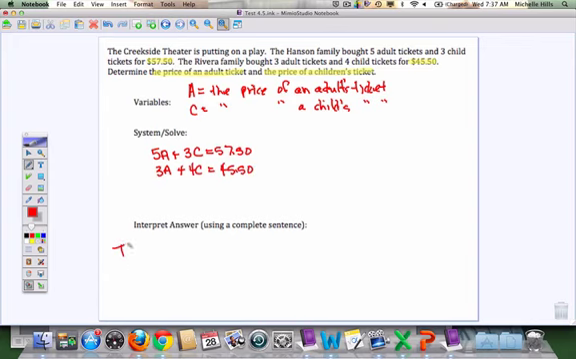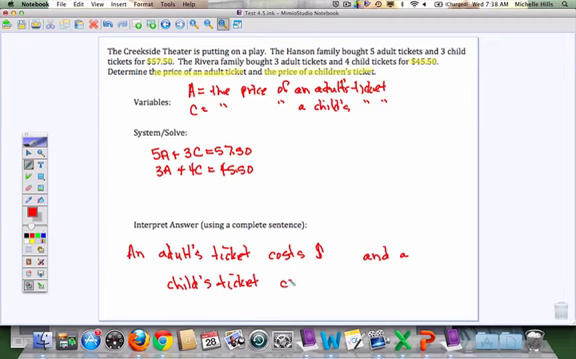My answer is going to be the price of an adult ticket is something, or maybe just to make this easier, let's do it this way. An adult's ticket costs, and we don't know what yet, so I'm just going to leave some space. And a child's ticket costs something else. We just have to figure out what these amounts are.